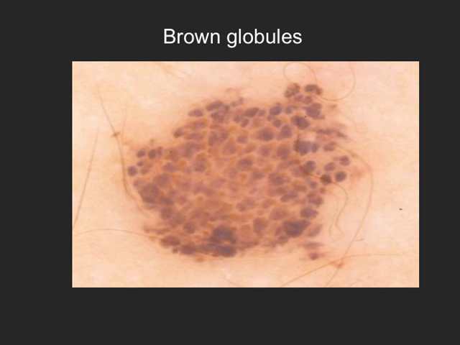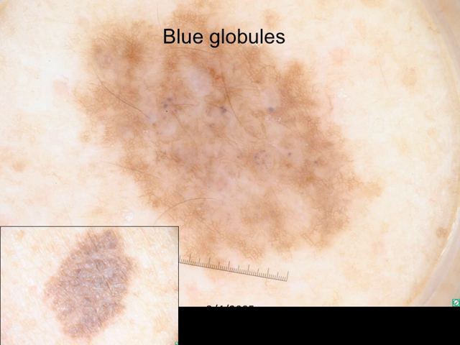Brown globules usually correspond with nests of melanocytes at the dermo-epidermal junction or papillary dermis. Blue globules correspond with nests below the papillary dermis.